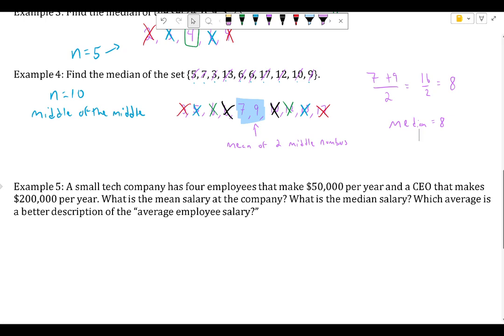For example 5, it says a small tech company has 4 employees that each make $50,000 per year and a CEO that makes $200,000 per year. What is the mean salary at the company? What is the median salary at the company? And then which average is the better description of the average employee salary?